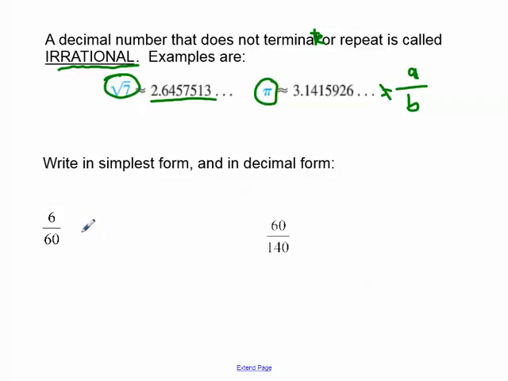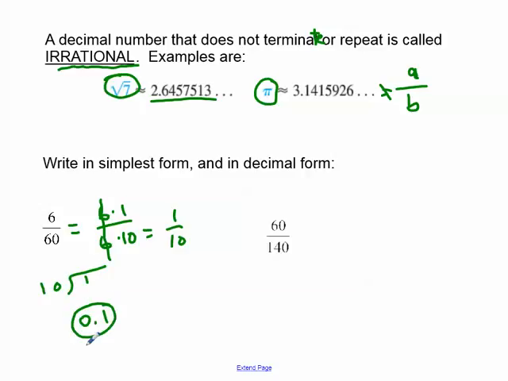Alright, so let's write these in simplest form and write them as a decimal. 6 over 60: I've got 6 times 1 over 6 times 10. We're going to find a common factor. 6 and 6 are common. 6 divided by 6 is 1, so I've got 1 over 10. If you divide 1 by 10 with the calculator, you get 0.1. And there's our answer.